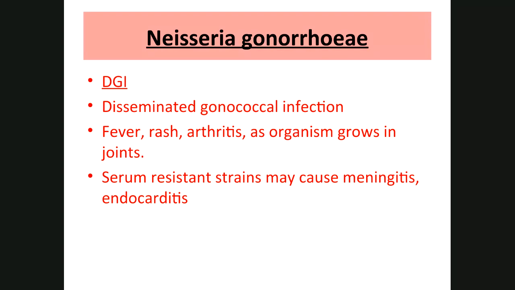Once it's in deeper tissue, many of the Neisseria gonorrhoeae are going to be serum-resistant strains. The serum-resistant strains are going to prevent activation of complement. These more pathogenic strains that become systemic can cause meningitis and endocarditis. So gonorrhea could end up causing meningitis.